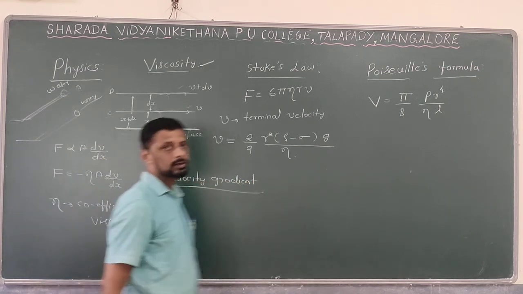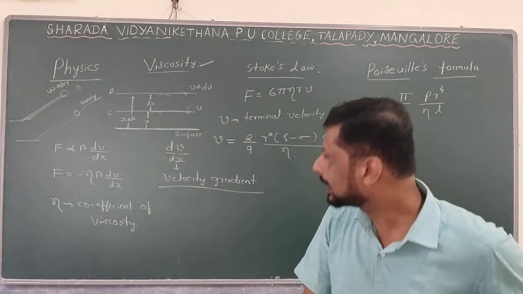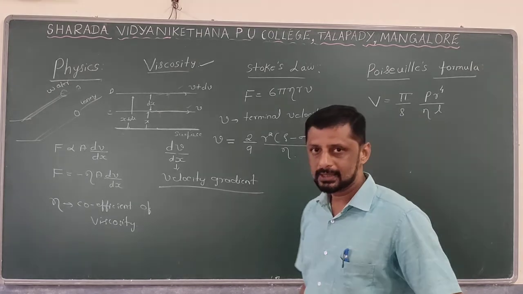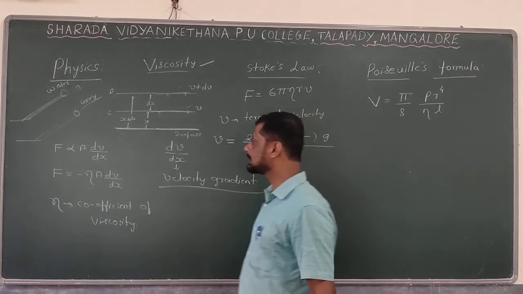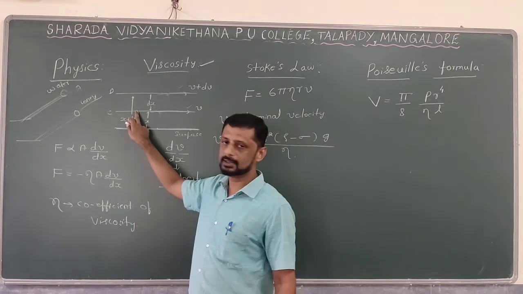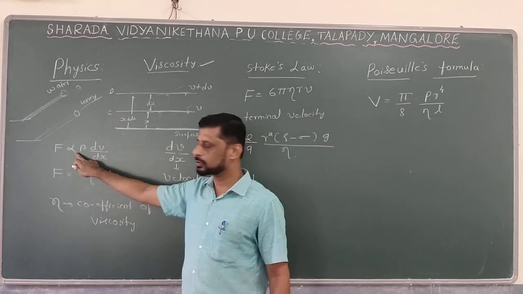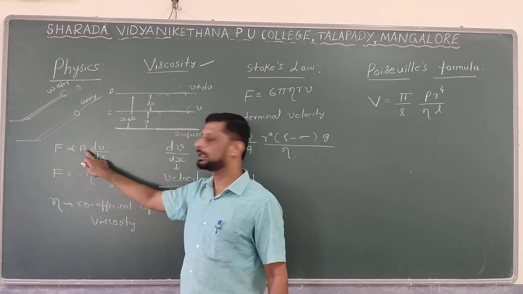This is called the velocity gradient. A famous scientist named Newton formulated a hypothesis which is called Newton's hypothesis. According to Newton's hypothesis, the viscous force F, which is acting between two adjacent layers of the liquid, is directly proportional to... what does it depend upon? This viscous force depends mainly upon what?